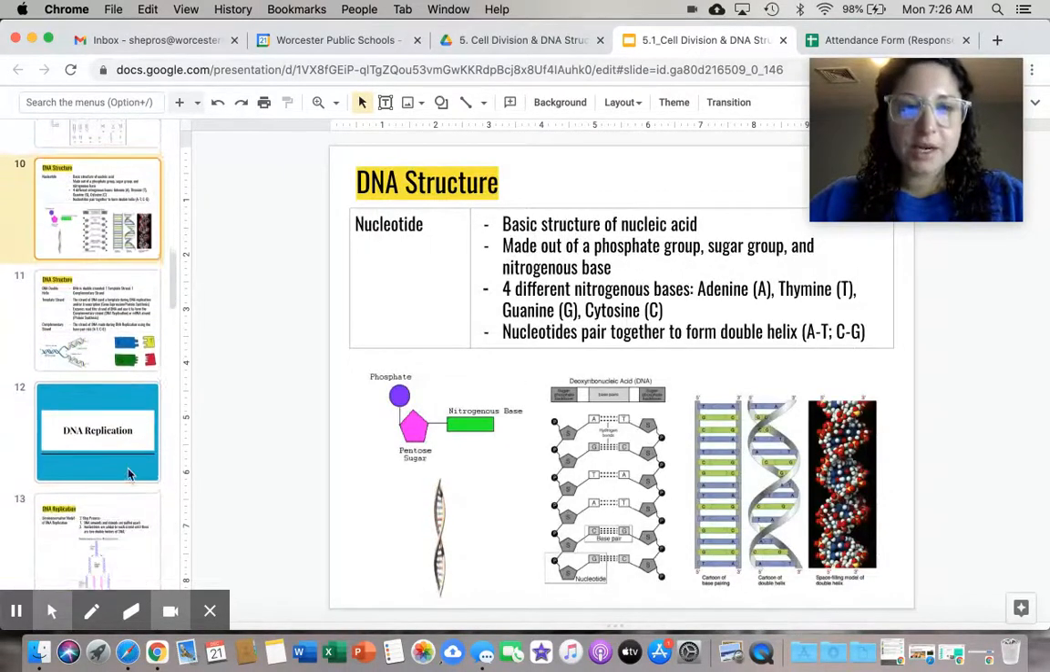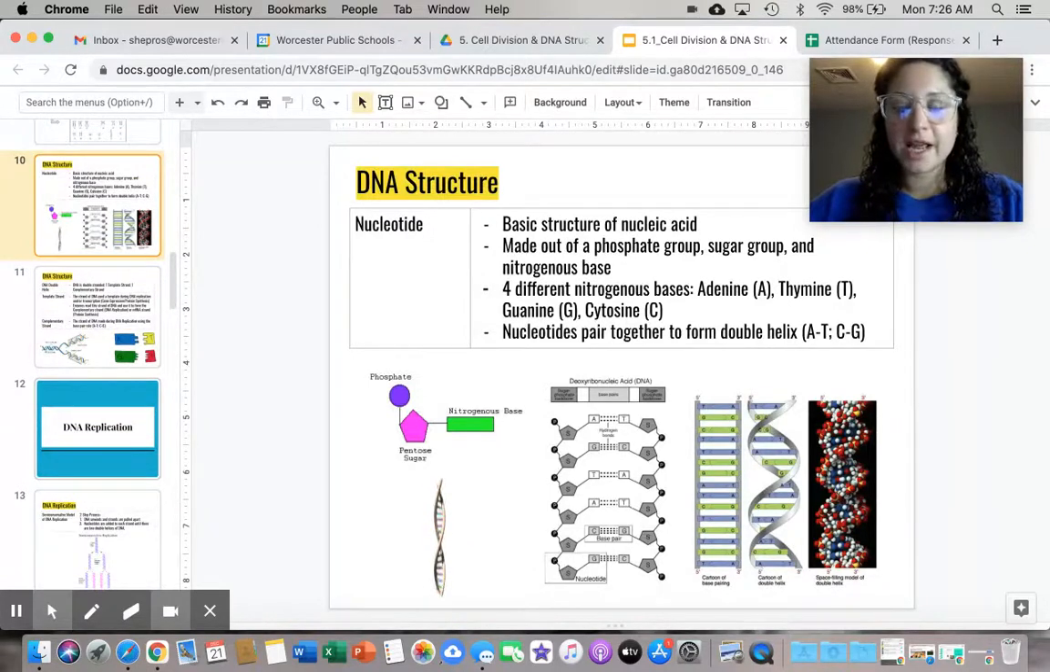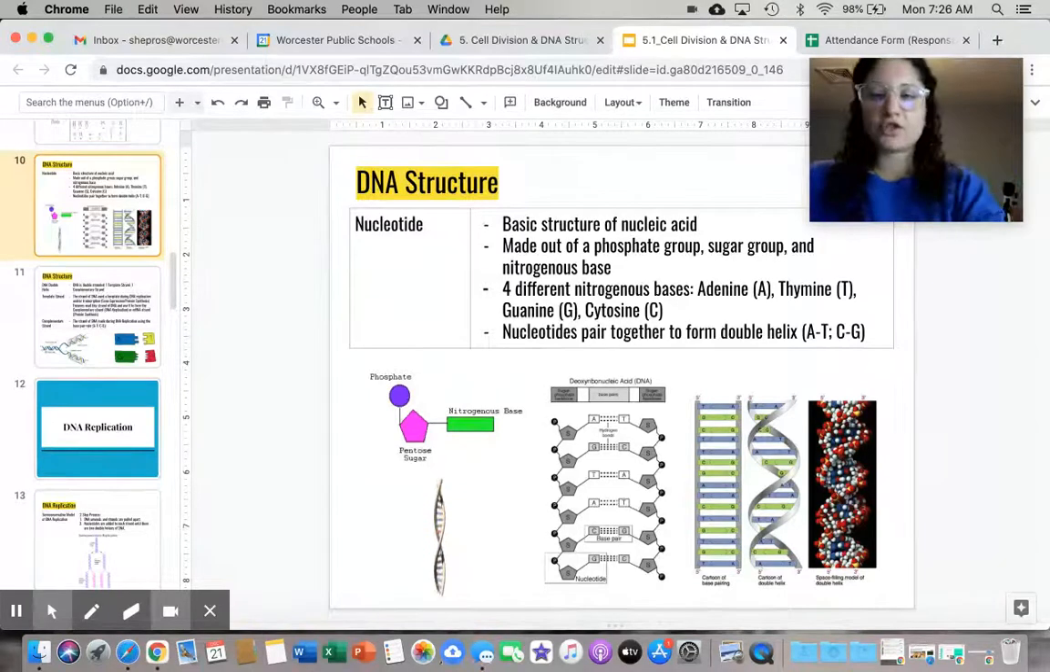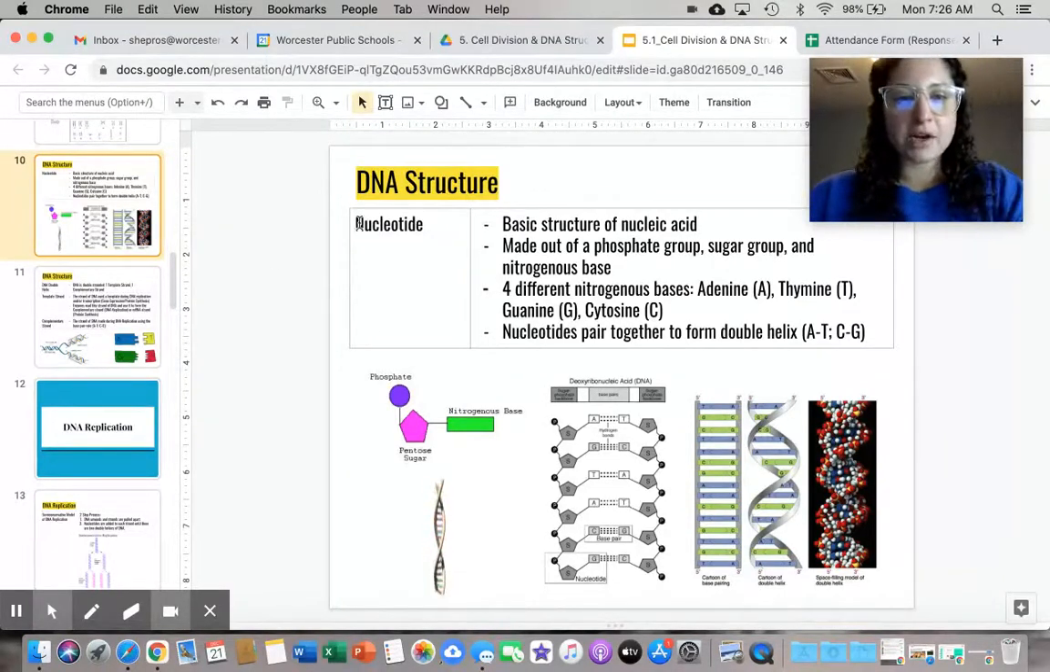All right, so now let's get into the structure of DNA. How do we make this double helix? The basic structure of DNA is made out of nucleotides. These are the nucleic acids that we've been talking about for macromolecules. Each nucleotide is made out of a phosphate group, a sugar group, and a nitrogenous base. That's what you're seeing in this image right here. So this would be one nucleotide. We have our phosphate, we have our sugar, and we have our nitrogenous base.